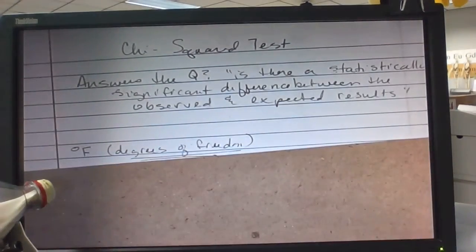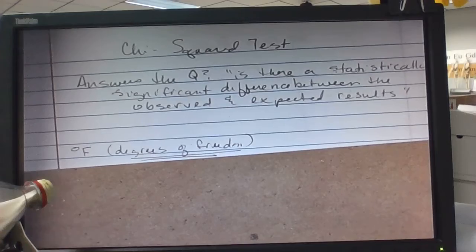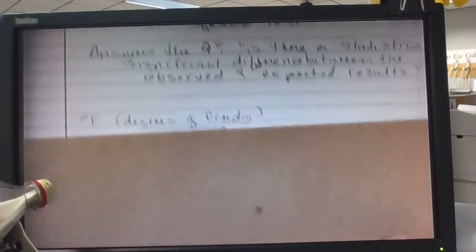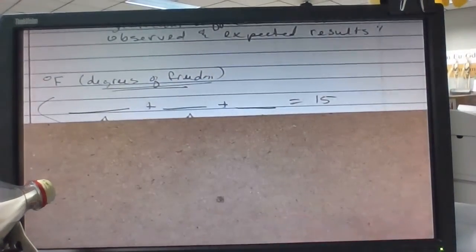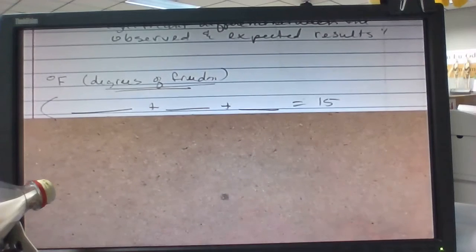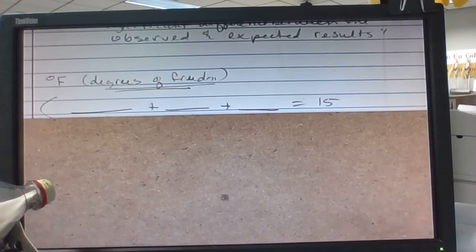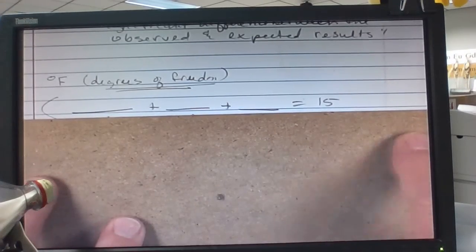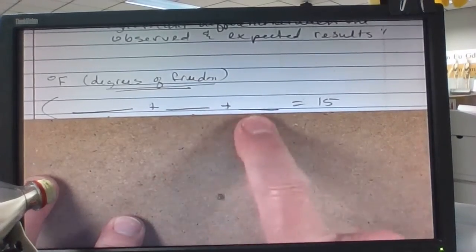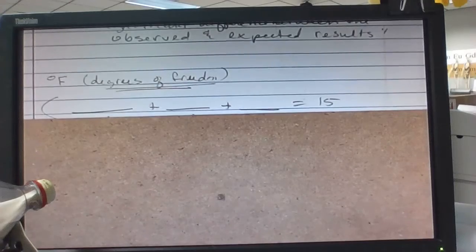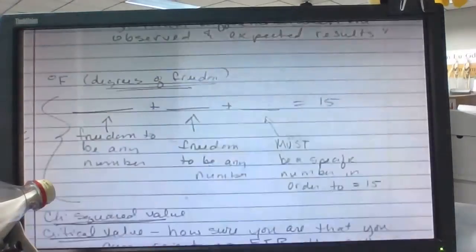So I've got to explain what degrees of freedom mean. Let's say we have a math problem. In my math problem, and don't write anything down yet, you can write it down in just a minute, just listen to my melodious voice for just a second. In my math problem, I have this number plus this number plus this number equals 15. That's my math problem.